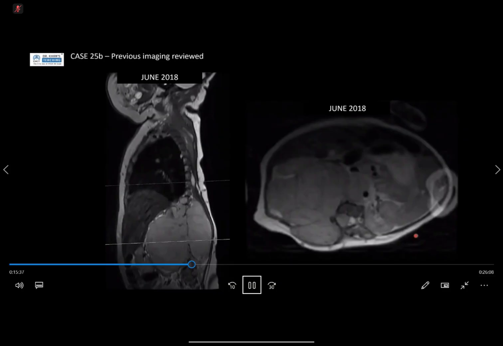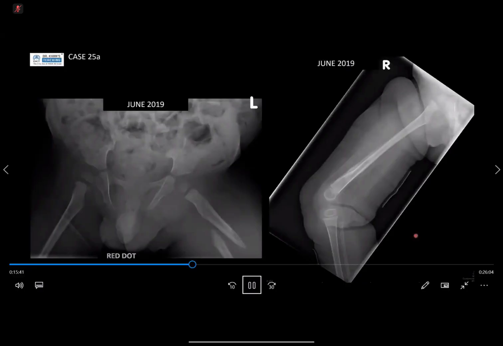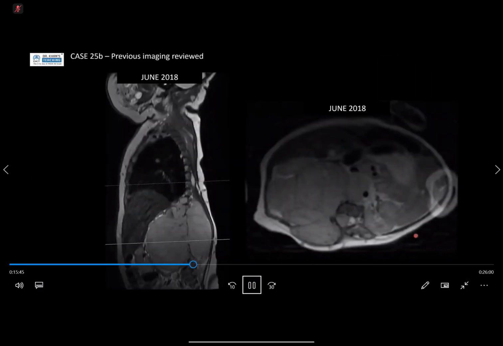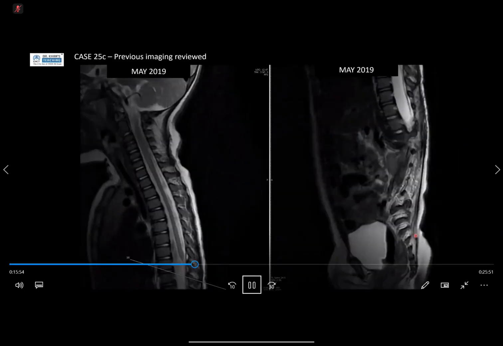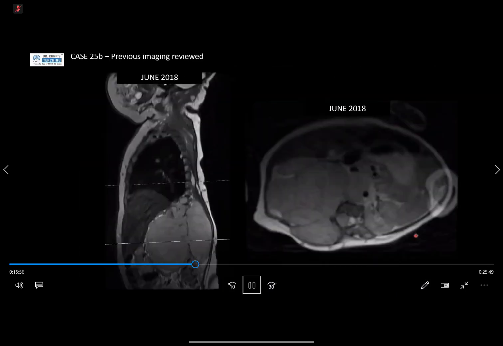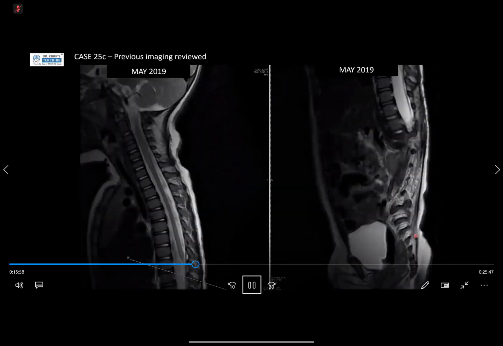Good. Just a quick note that this is June 2019. So 1 year down the line, this is June 2018, so 1 year before. The patient is young, about 1 year of age, with neuroblastoma. He was treated quite quickly, and in May 2019, 1 month before your initial X-ray, this is how his MRI spine looked.